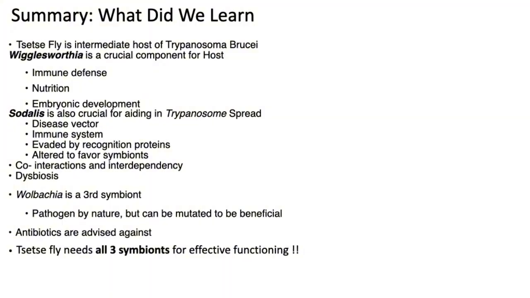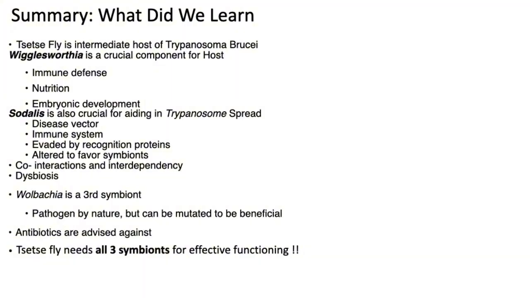Just to wrap it all up, we're going to talk about what we've learned throughout this presentation. So the Tsetse fly is the host in this system, and it is the intermediate host of African sleeping sickness, or T. brucei. It does have special mechanisms so that it does not get sick or infected by trypanosome. It has a midgut with two distinct layers, and that's how it is able to keep the infection at bay.